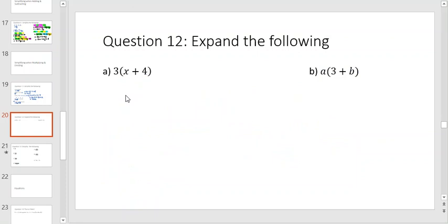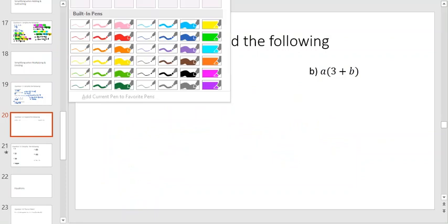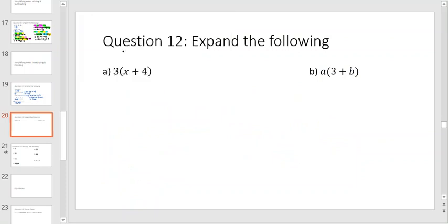Okay, the next question says expand the following. So expanding, we know there's an invisible times in between a number and a bracket, and that times is very important. When we expand, every number gets multiplied by the 3. And just in case you're not sure what it's actually saying, this is saying 3 groups of x plus 4.